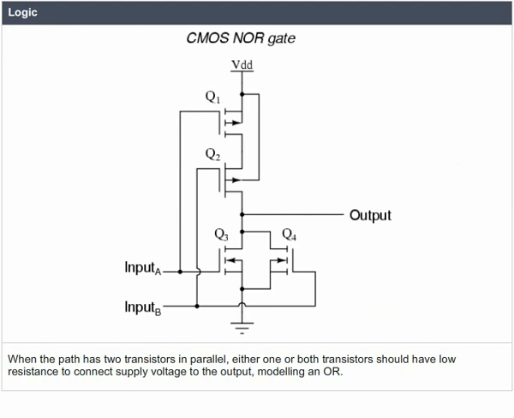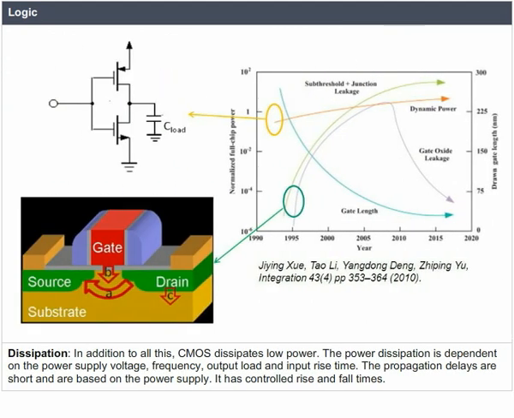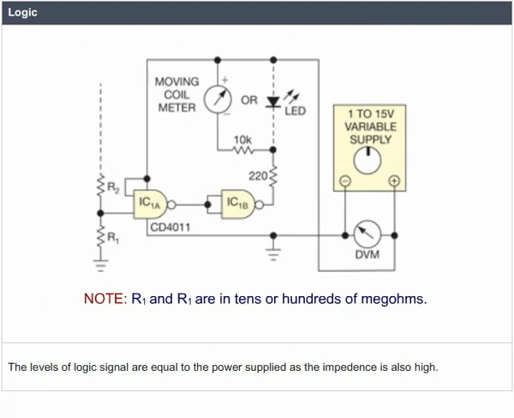Dissipation. In addition to all this, CMOS dissipates low power. The power dissipation is dependent on the power supply voltage, frequency, output load, and input rise time. The propagation delays are short and are based on the power supply. It has controlled rise and fall times. The levels of logic signal are equal to the power supply as the impedance is also high.